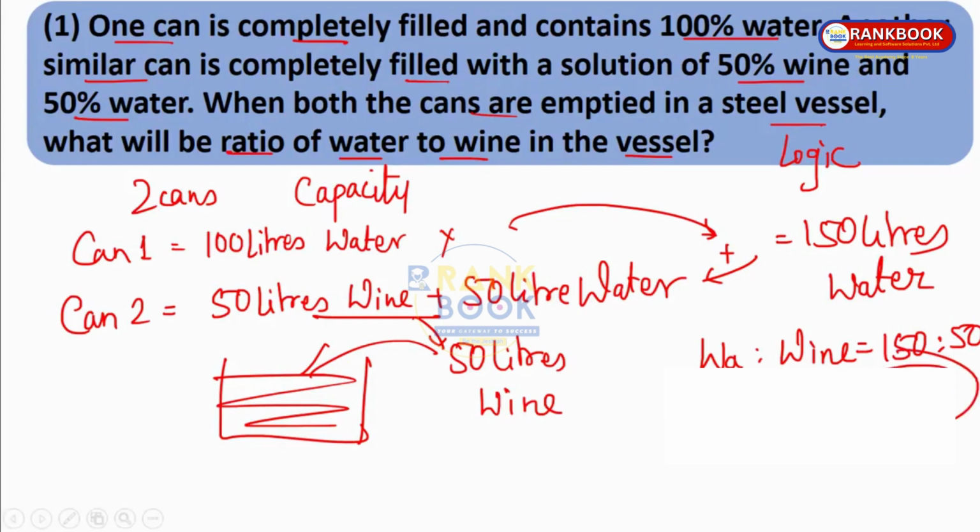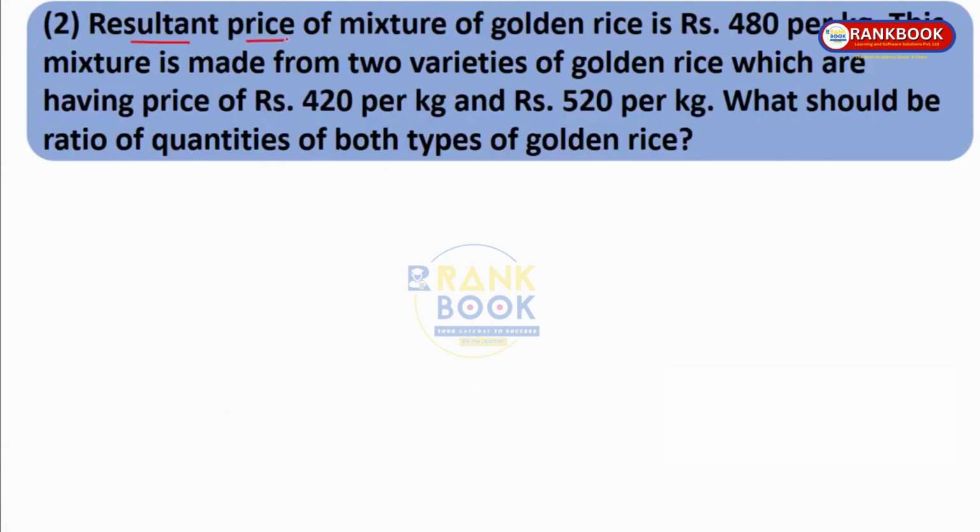Moving to question number 2. The resultant price of a mixture of golden rice is rupees 480 per kg. This mixture is made up from two varieties of golden rice which have prices of rupees 420 per kg and rupees 520 per kg. What should be the ratio of quantities of both types of golden rice? Now again, easy, we just have to use our trick: the cheap quantity, the costly quantity, the average one, subtract, and here also subtract, and we get the ratio.